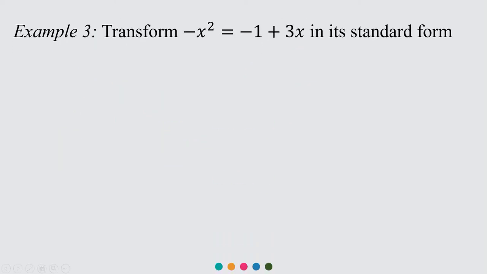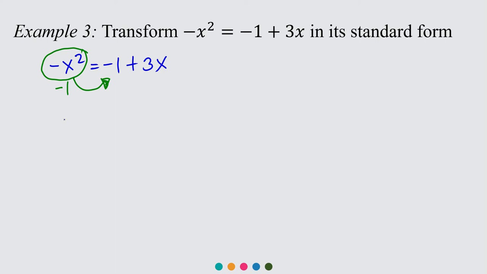Third example, we need to transform negative x squared is equal to negative 1 plus 3x in its standard form. Copyin lang natin yung given equation. Negative x squared is equal to negative 1 plus 3x. Now, as you can see that our coefficient of x squared is negative 1. Since negative 1 at dapat palaging positive yung a natin, ito naman ang ililipat natin sa kanan o dun sa right side ng ating equation para magkaroon tayo ng positive value ng a.